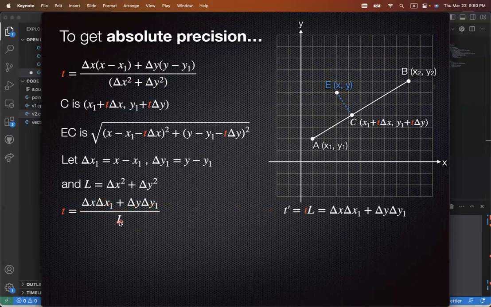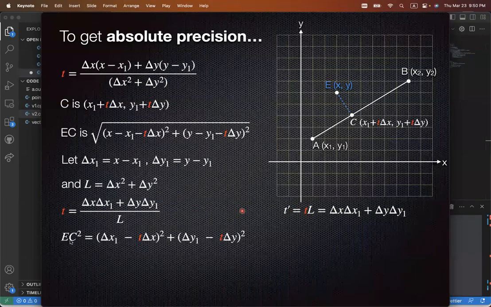And if you multiply both sides by L, you get t prime, which is the integer version of t, and the numerator of this expression would be an integer. So now by considering t prime, which is t times L, you eliminate the division here, the imprecision that comes with it. Now, let's look at EC square. If you just consider EC square, then you end up without the square root, and that also eliminates the imprecision.